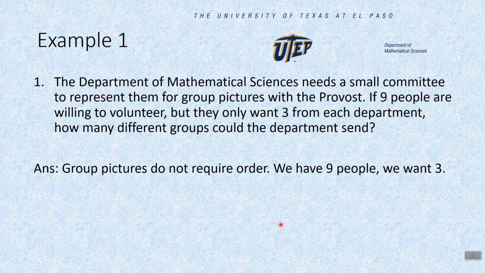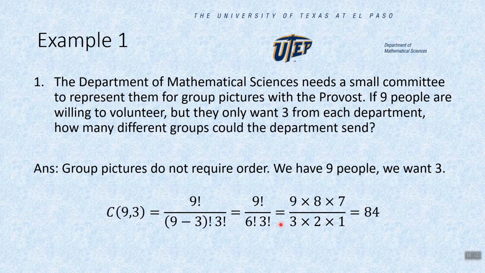Well, group pictures do not require order. Just all gonna be in the picture. We have 9 people. We want 3. We'll find the combinations of having 9, wanting 3, that is 9 factorial over 9 minus 3 factorial times 3 factorial. Remember the exclamation mark, that factorial does not distribute. You have to simplify inside the parentheses to get your 6 factorial first.